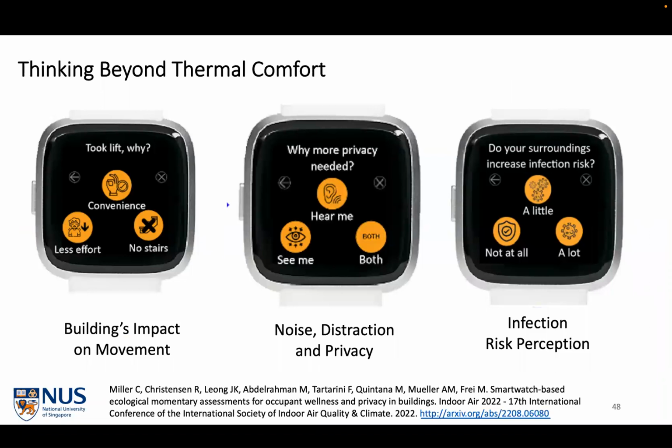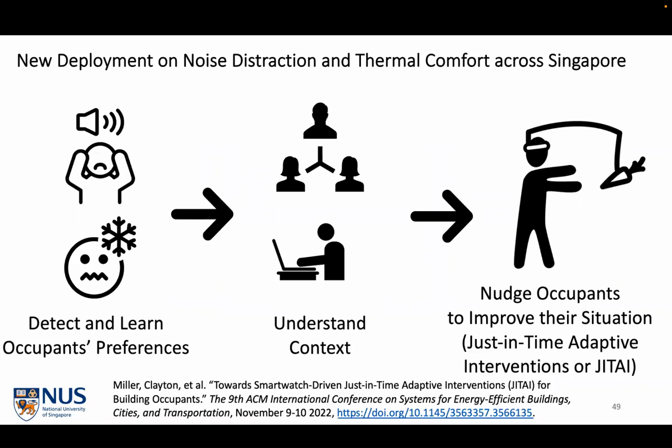Thermal comfort is important, but it's not the only thing that matters in the built environment. We also have microsurveys related to movement, sort of why people maybe take the stairs versus the elevator. We have noise, distraction, and privacy, which is the one that I'm most excited about. I think in indoor environments, this is even a bigger deal than thermal comfort for a lot of people. Infection risk perception is another question flow that we created. And we're also taking it to the next level in terms of communicating with the person. So not just taking data from them, but sending information back to the occupant.